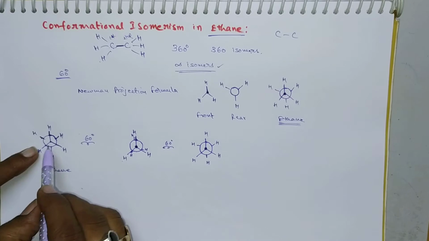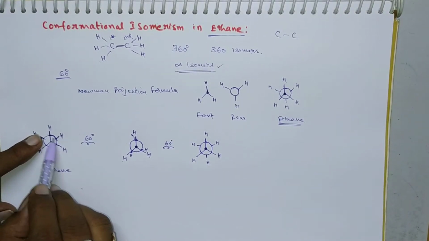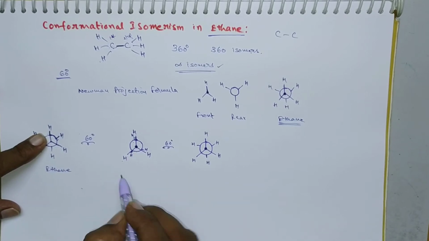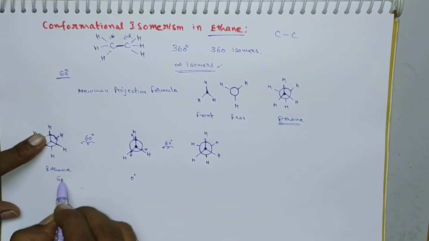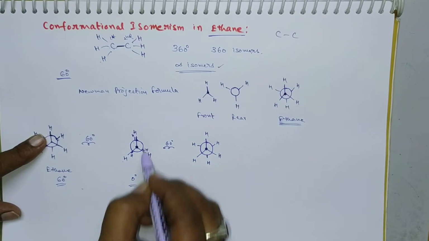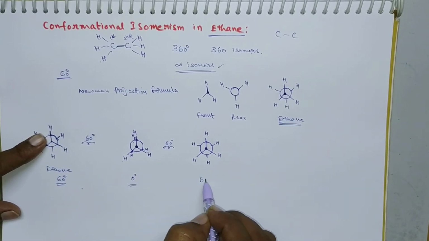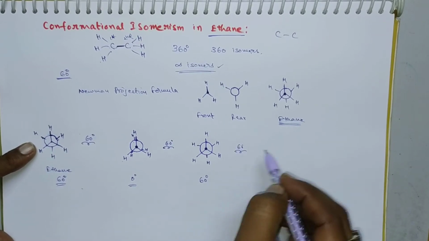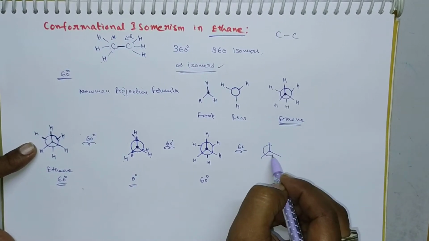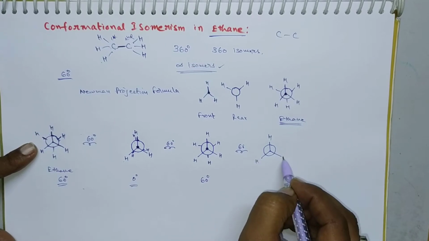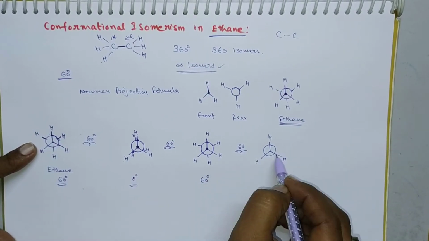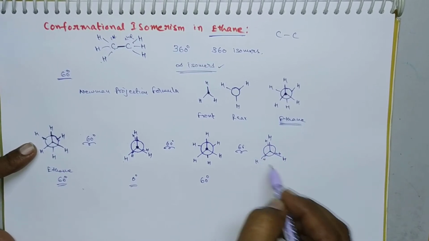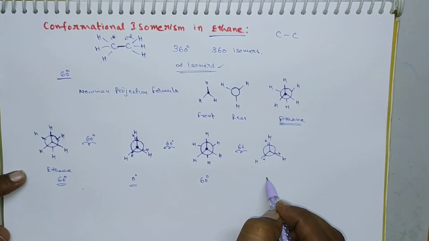So here in these structures the two hydrogens are separated by 60 degrees, and here the two hydrogens are separated by 0 degrees. Here these are separated by 60 degrees. These are separated by 0 degrees. Here we get these separated again by 60 degrees. If we rotate a further 60 degrees we get a structure like this, and again this hydrogen comes below this hydrogen, this one and this one. So here the two hydrogens are separated by 0 degrees.